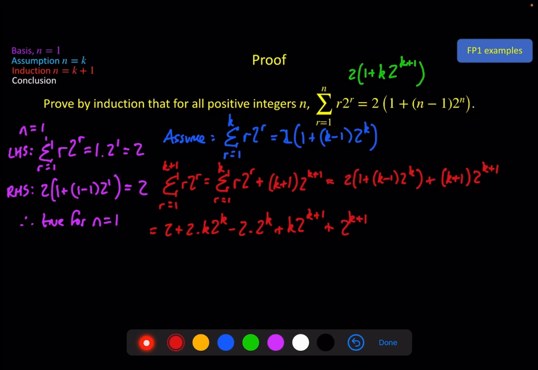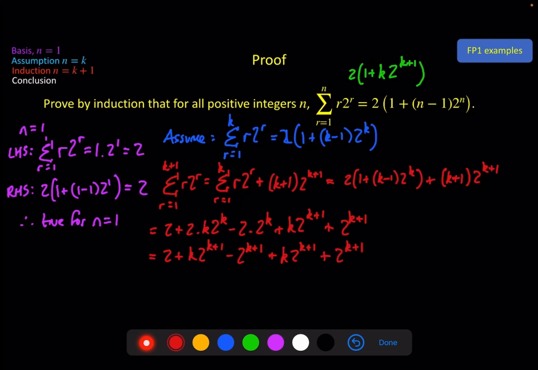Now here you need to appreciate your indices work. I can add this 2 into this expression for 2 to the k, because that's 2 times 2 times 2, k lots, and then times another 2, so this is 2 to the k plus 1. So let me rewrite that as k 2 to the k plus 1. Same here, I can put this 2 into the 2 to the k part of the expression, and that is minus 2 to the k plus 1. I can't do much here, and I can't do much here.